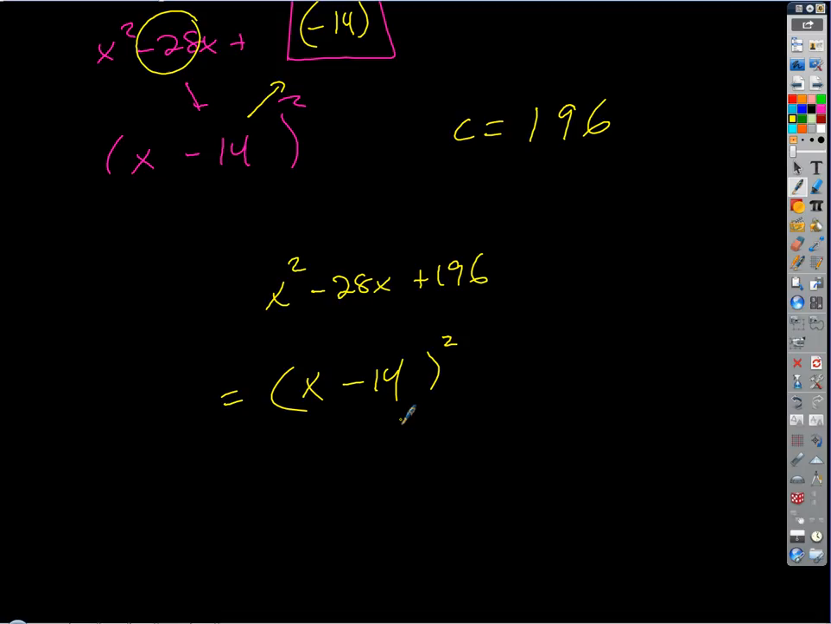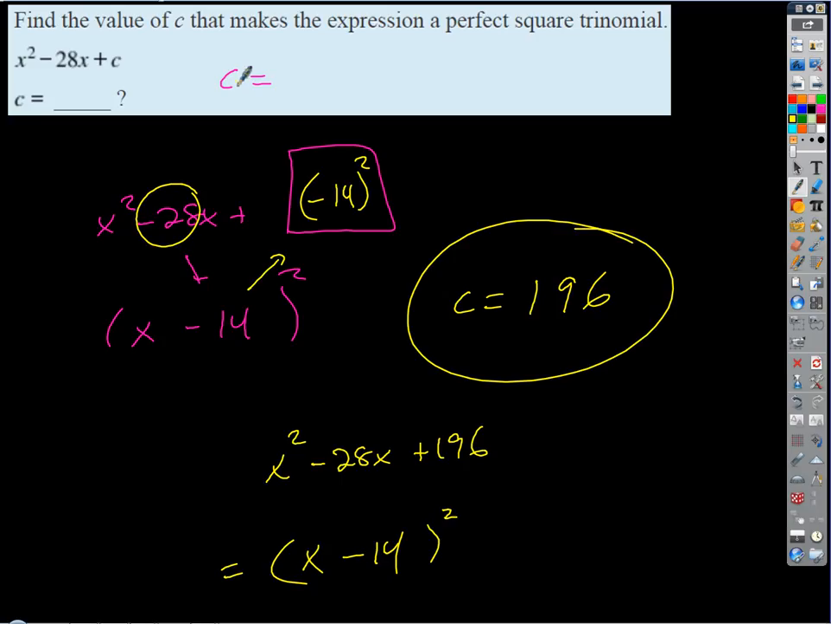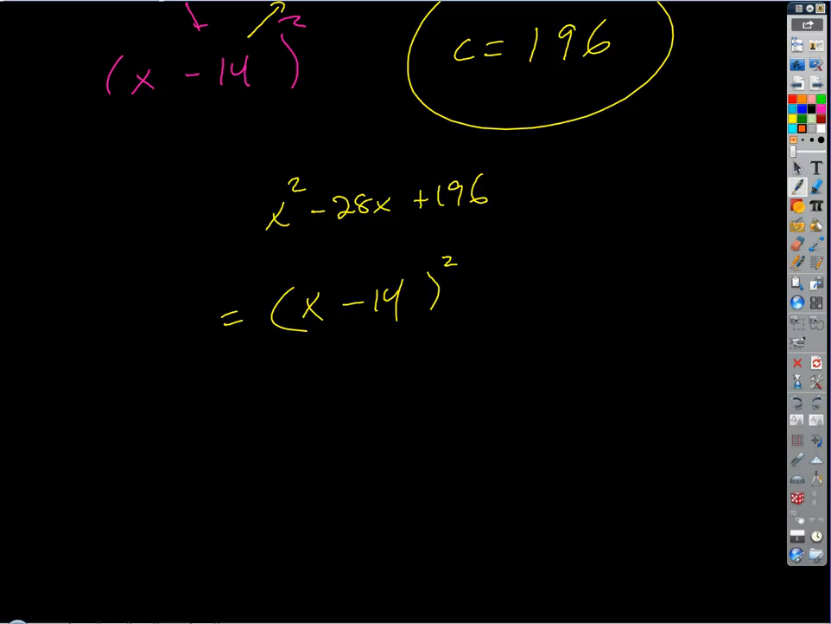You don't even have to know that second part of it. Is that the answer? So all they want here is to know what's C. They just want to know what you would put there: 196. The reason we did it like that when we completed the square earlier in the year was so we could get a perfect square out of it.